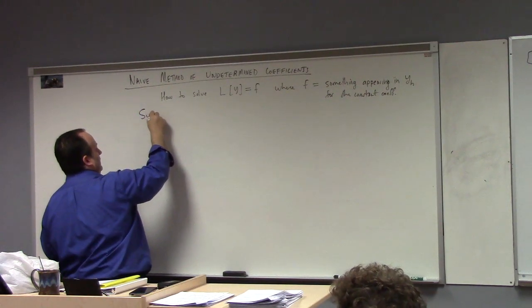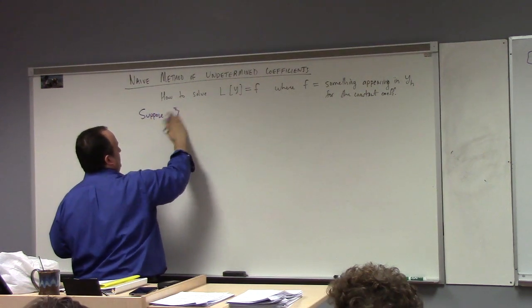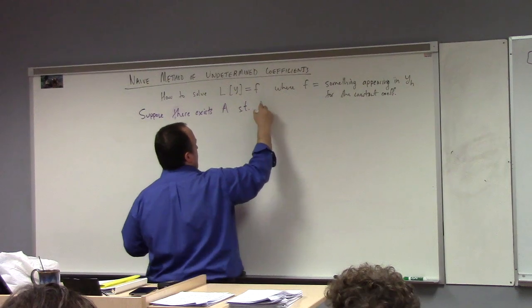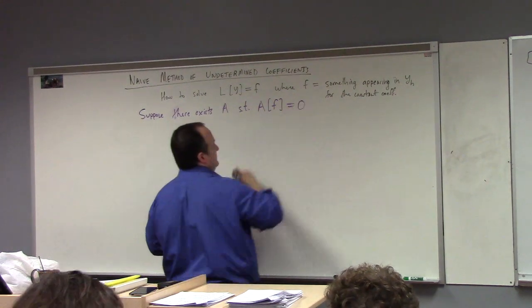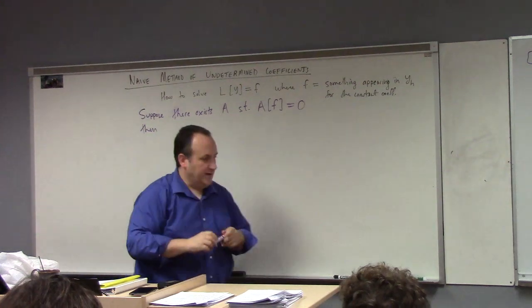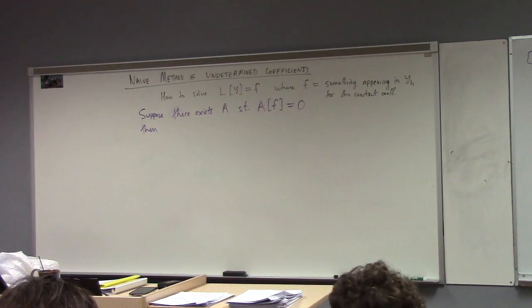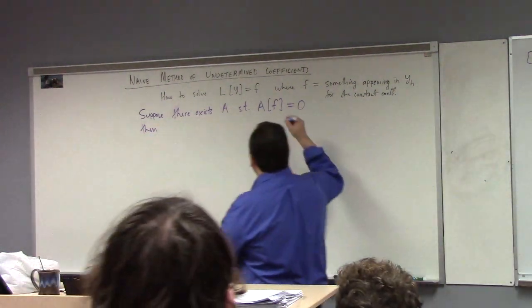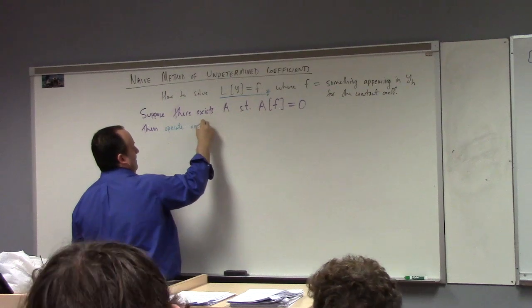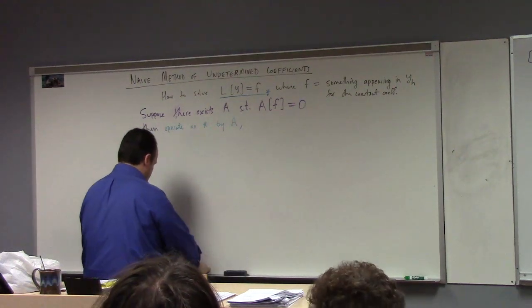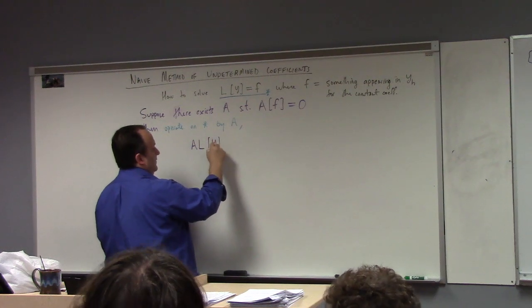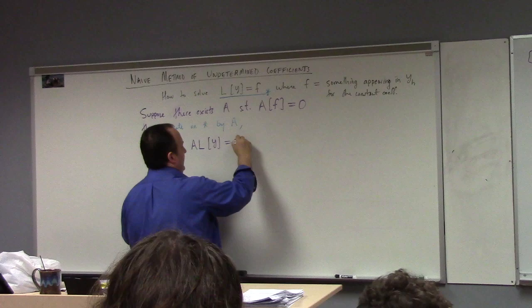Suppose that there exists A such that A annihilates F. Then what happens if we operate on star by A? We'd have A times L y equals AF, right?